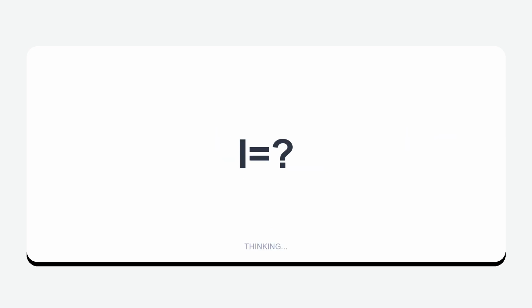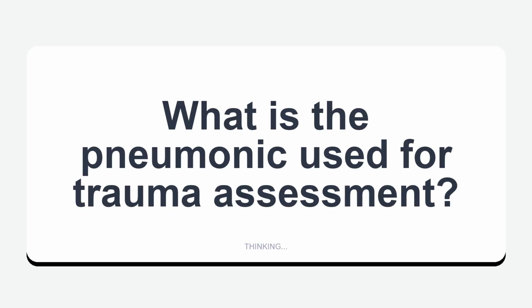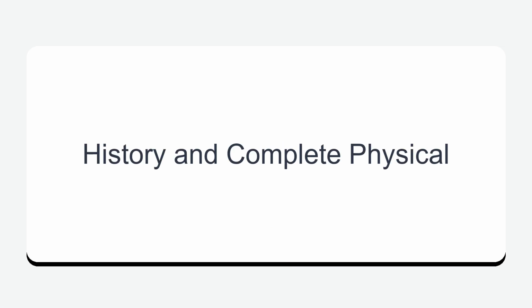I equals 4. Goal is 2 total lines for access in a trauma patient. What is the mnemonic used for trauma assessment? AI. H equals history and complete physical.